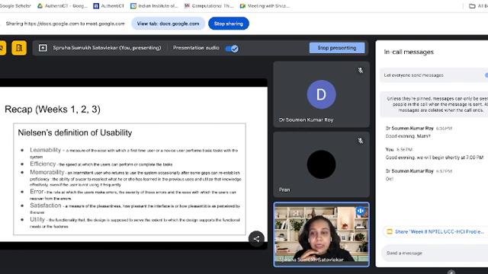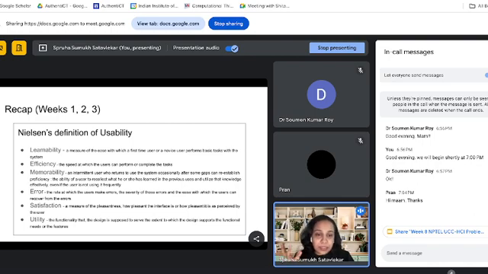So now we are talking about the error factor, wherein we try to reduce the errors for the user. Also, we try to make them recover from the error that they have made. So the system should be designed in such a way that it gives a good response to error.